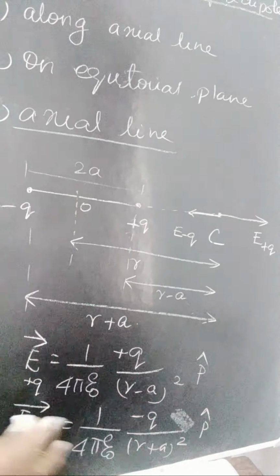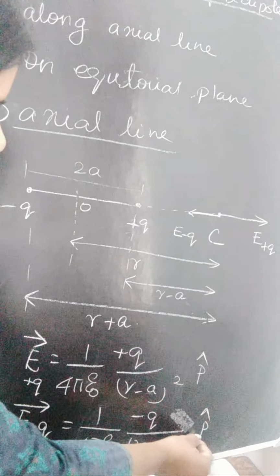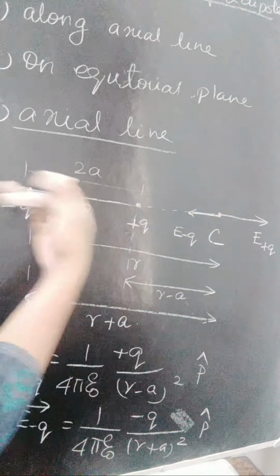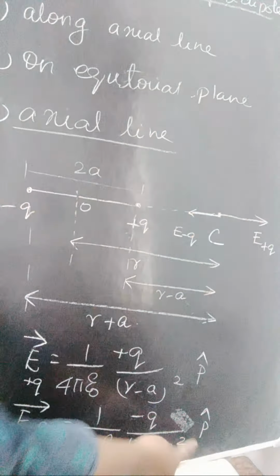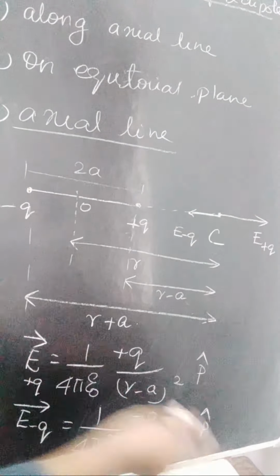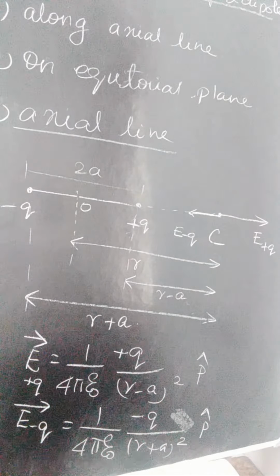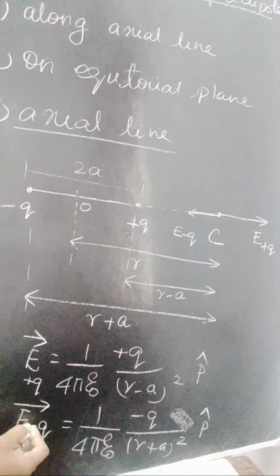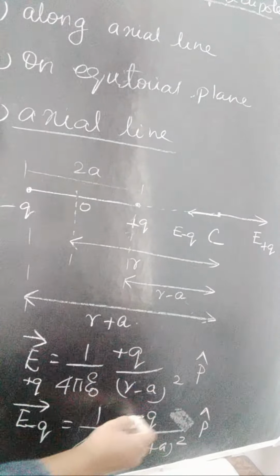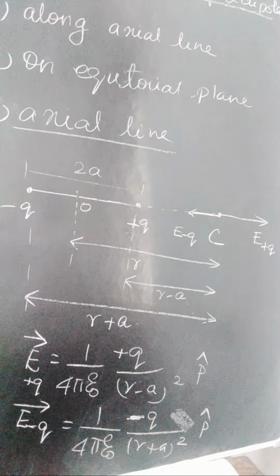Or if you want in terms of vector, this minus we can put here also. But the thing is that we can say it is lying along the negative x-axis. Negative x-axis means the unit vector also will hold the minus. So minus P cap. We can use it in any way. Whenever you are finding minus Q, your equation should hold minus. That is the thing.